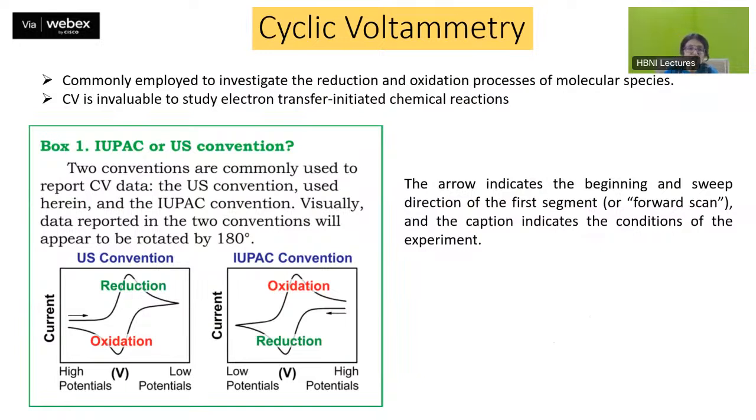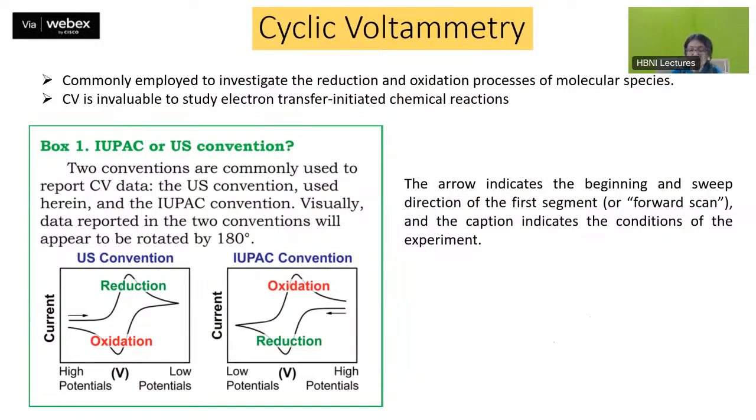There are two conventions by which you show this plot of current versus potential. In one case, you go from the high potential to the low potential, so the top part is the reduction and the lower part is the oxidation, and this is the US convention. Whereas the IUPAC convention, which is normally used nowadays in most journal publications, moves from the low potential to the high potential. The bottom part is reduction and the top part is oxidation.